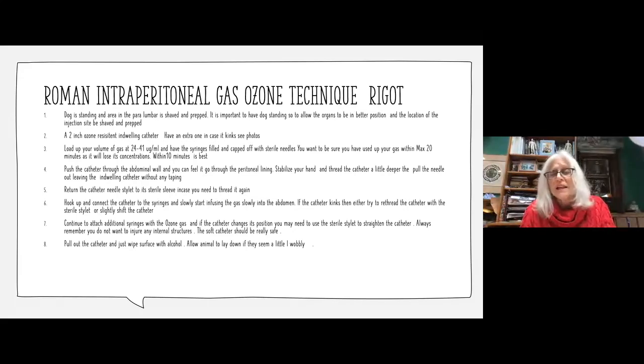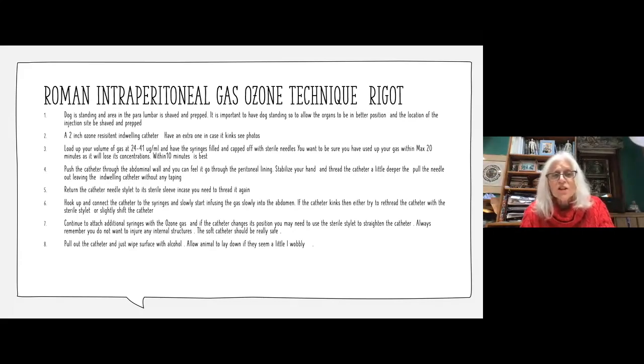These catheters probably cost about $3 to $4, so there's not a huge financial expense. You hook the syringe up to the catheter and slowly start infusing the gas into the abdomen. If the catheter kinks, either rethread it with the sterile stylet, or slightly shift it, pulling it out a little bit and moving it around. If it really starts to kink, you're probably going to have to use another catheter, because that can happen.